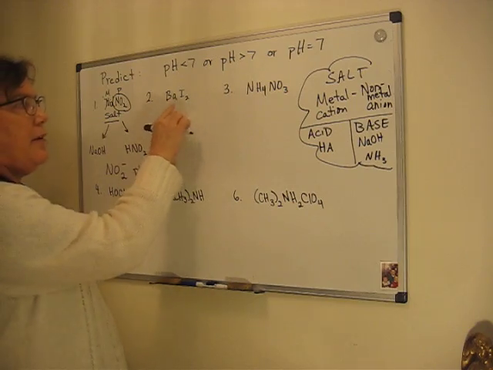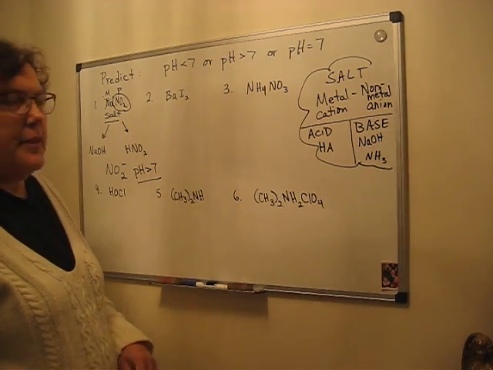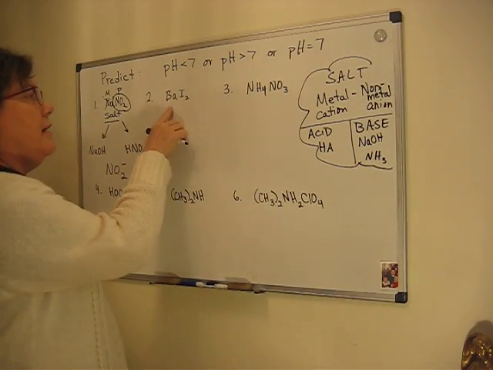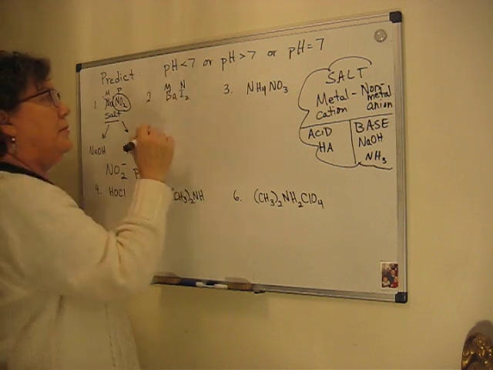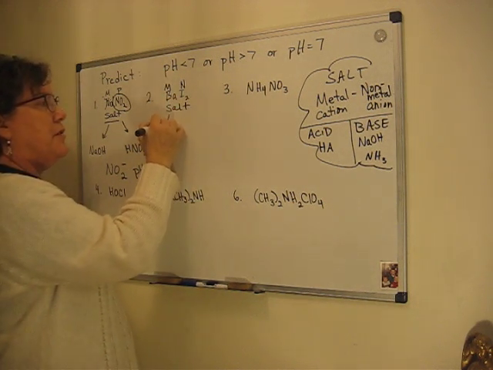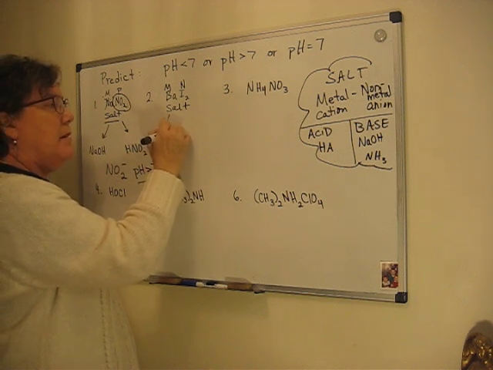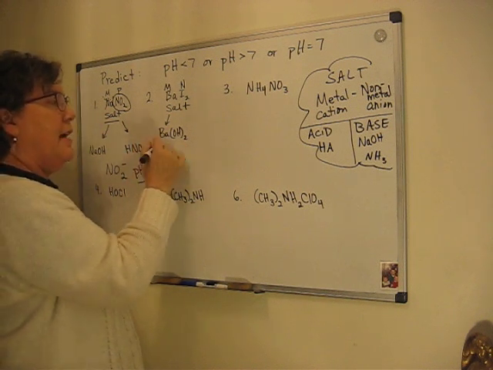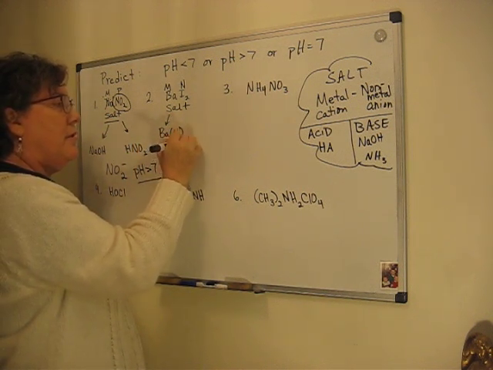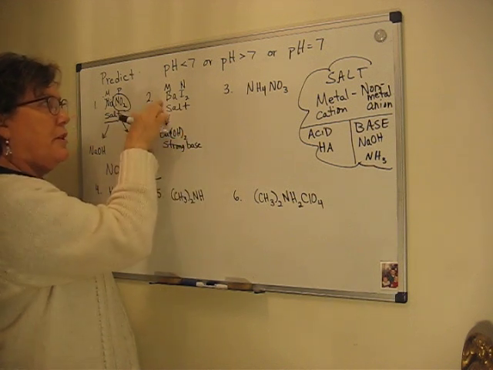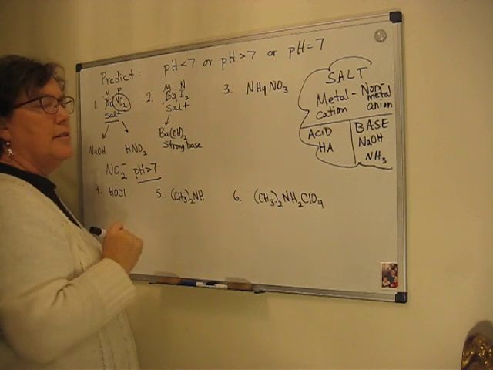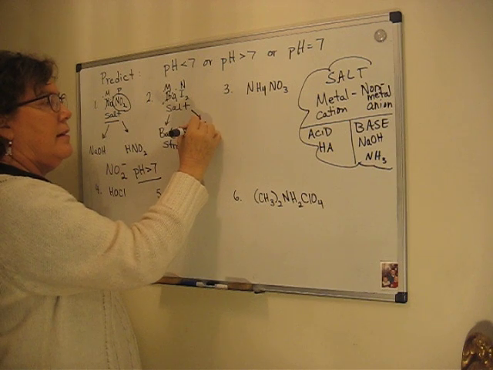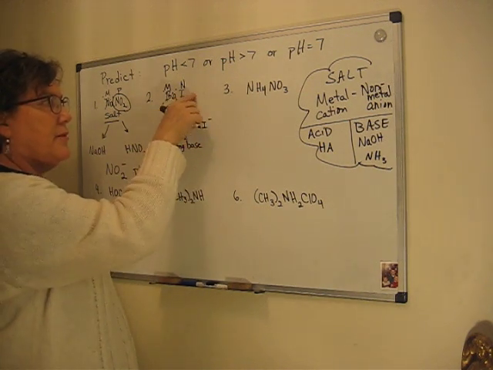Number 2, barium iodide. Okay, this is metal. This is a non-metal. Definitely a salt. So now I just got to remember barium hydroxide. Barium is charged 2+. I need 2 hydroxides to balance the charge. That is classified as a strong base. Okay? So therefore this is too weak to hydrolyze. Okay? Iodide. I minus. That's the conjugate base.